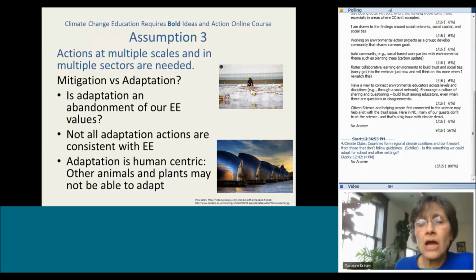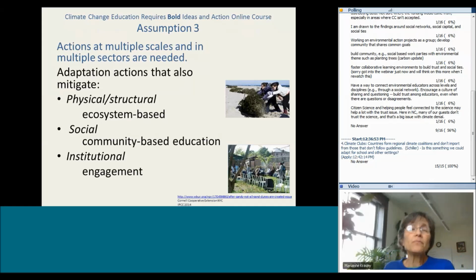And then finally, adaptation is human-centric. I think this is kind of obvious, but it seems to not be very much discussed when we read about adaptation. Humans are very adaptable animals, and I think we're going to adapt one way or the other, at least a portion of the human population, but other animals and plants obviously may not be able to adapt in the same ways. So if we think about adaptation, I think it's really important in environmental education to also think about actions that are consistent with mitigation or environmental values.